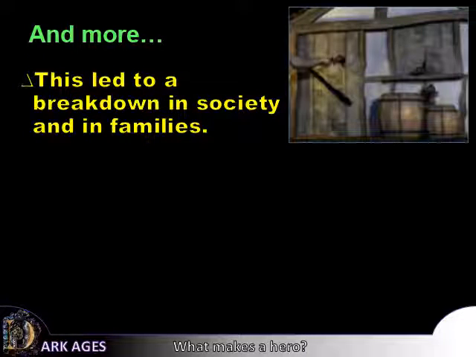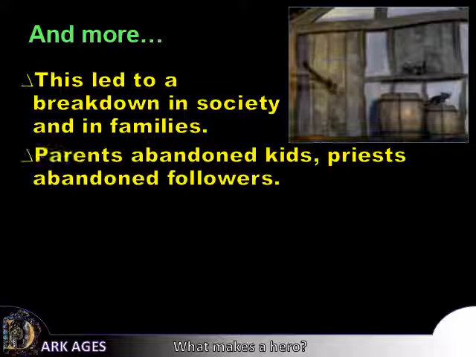So this is the disease, or this is how it started and how it spread. But what are the effects? First things first, breakdown in society and in families. The parents abandon kids, priests abandon followers, kings abandon peasants. Everybody's like, I don't want to get the disease, stay away from me. They even mark the houses, like in this picture, with a black X of people who have it, so that you can stay away and not get the disease and stop it from spreading.